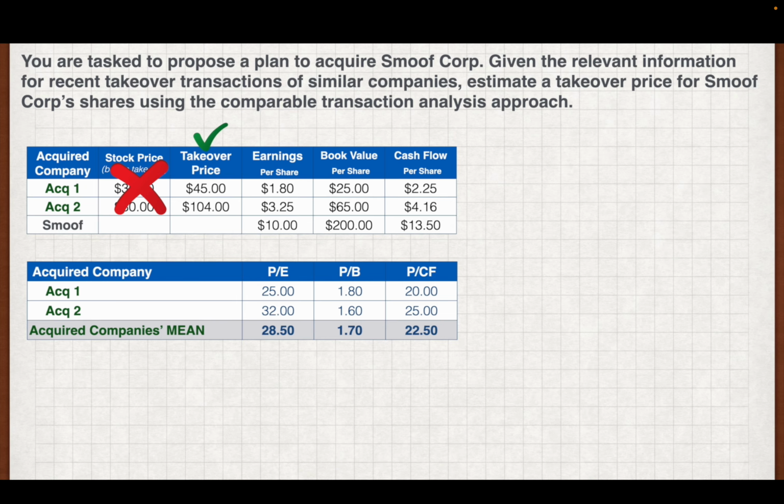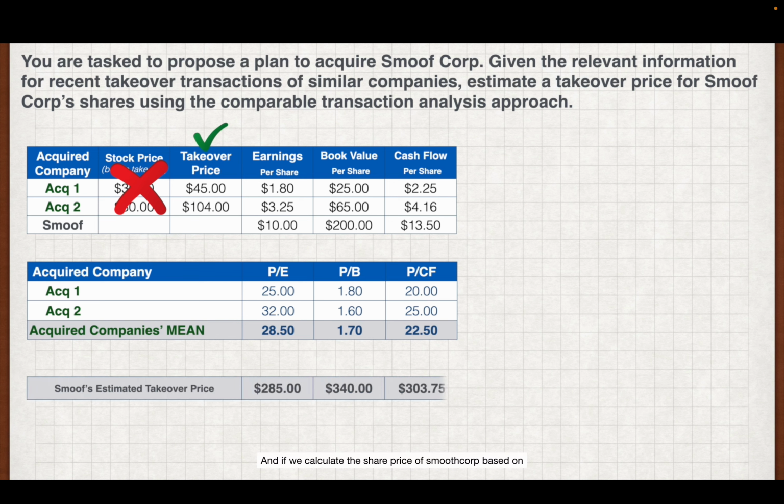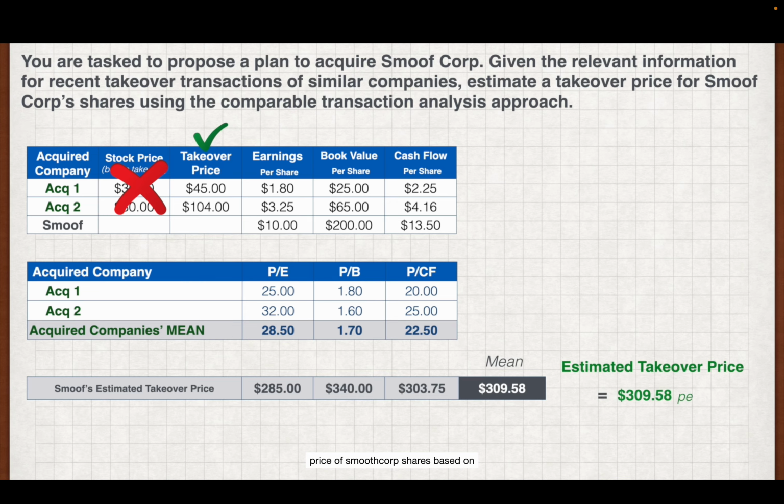Check your calculations. And if we calculate the share price of Smooth Corp based on the acquired companies' mean ratios, we get the following estimates of the takeover price for Smooth. The mean of these 3 figures is $309.58. This is the estimated takeover price of Smooth Corp shares based on comparable transaction analysis.